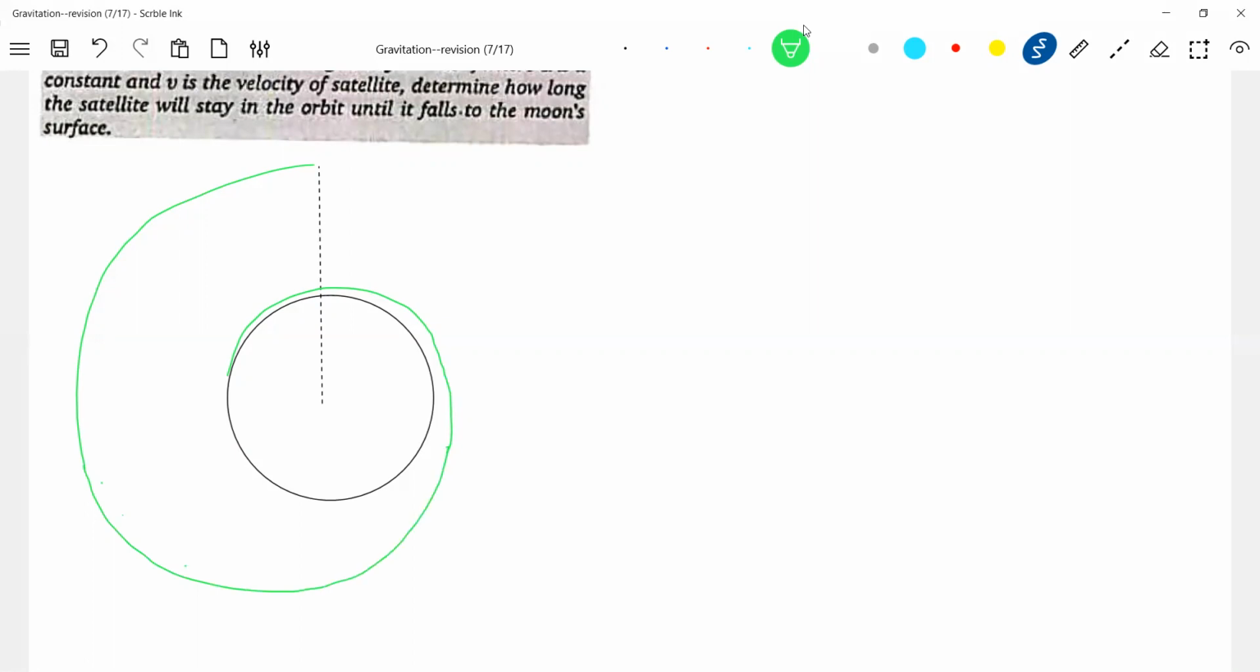Okay, now this was the initial point. It started. Okay, let's get into somewhere here. Let's try to write all the possible forces that are acting. Then it'll be easy for us to analyze what is actually going on.